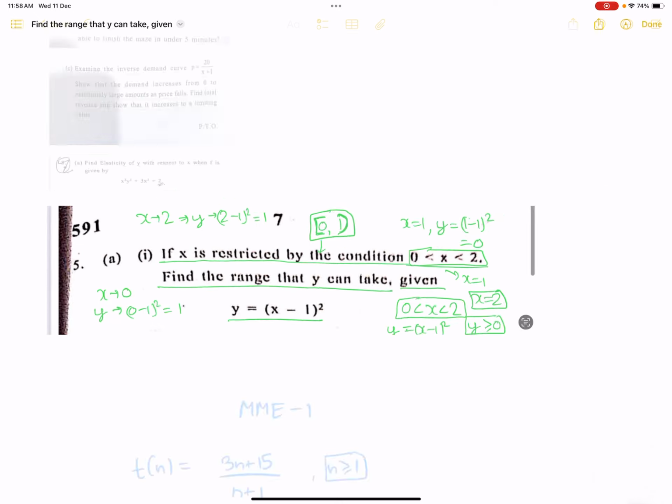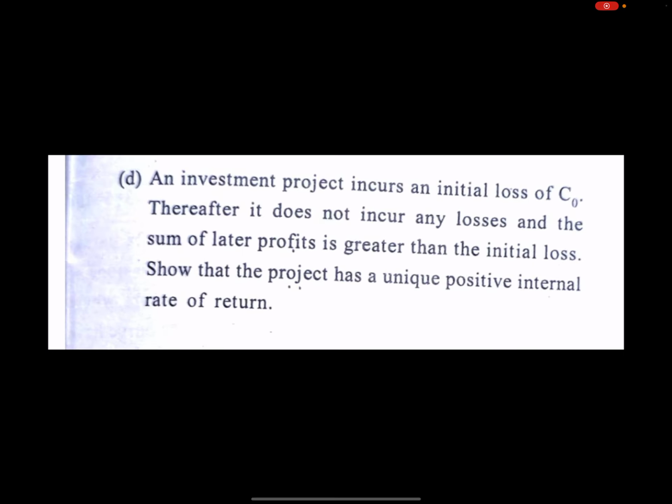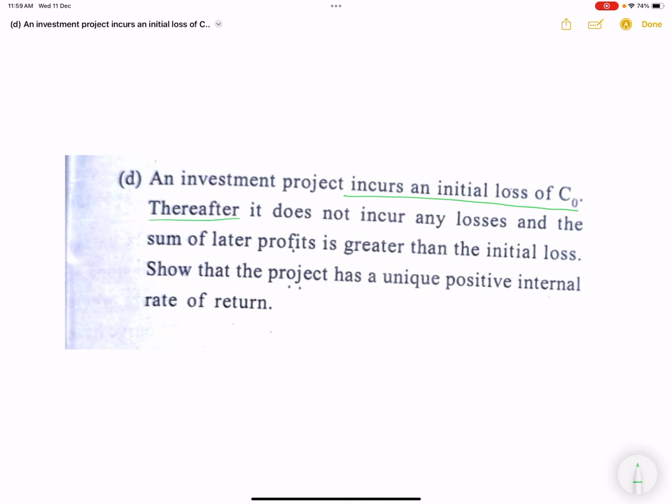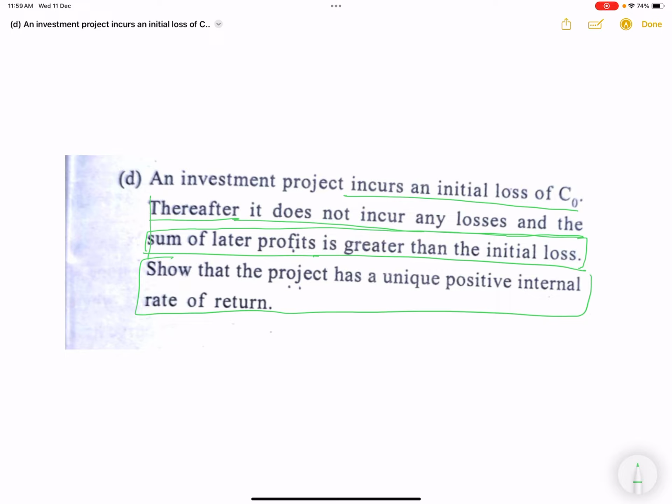Okay. Now moving on to the last question. It is given that an investment project incurs an initial cost of C0. Thereafter, it does not incur any losses and the sum of later profits is greater than the initial loss. Okay, you need to read this condition again. So if you are making a one-time investment, that would be considered a loss if you are considering the net present value, and the sum of later profits that you are getting in the later terms is greater than the initial loss. Now we are supposed to show that the project has a unique positive rate of return.